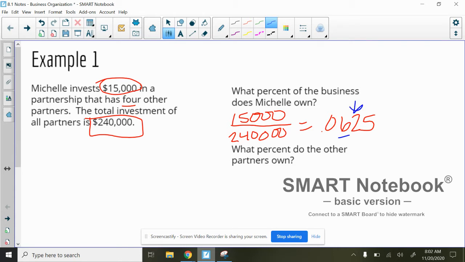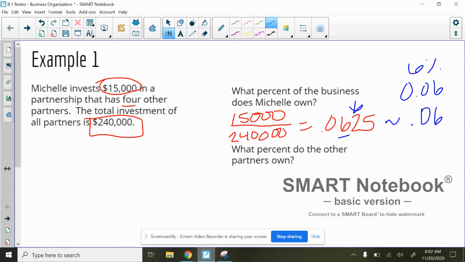Does she own 6% of the business, or does it round up to 7? But that 2 is just going to have this round off at 0.06. I will take answers of 0.06, .06, or 6%. Any of those are acceptable when you're typing it into your Google Forms.